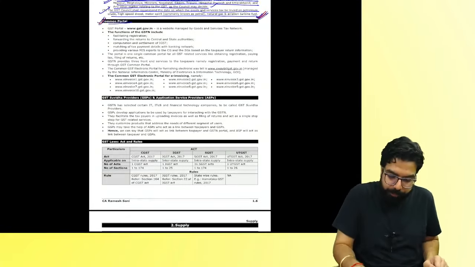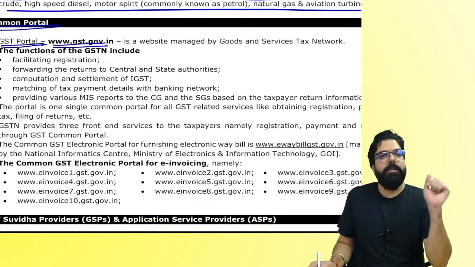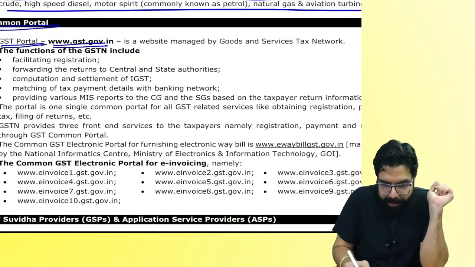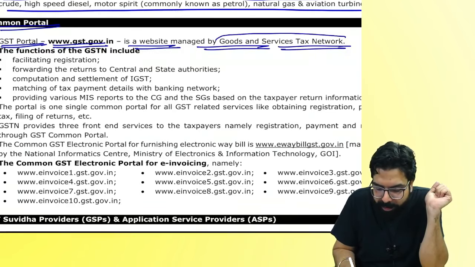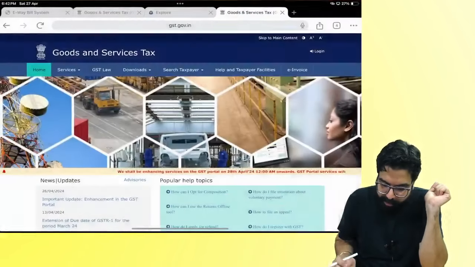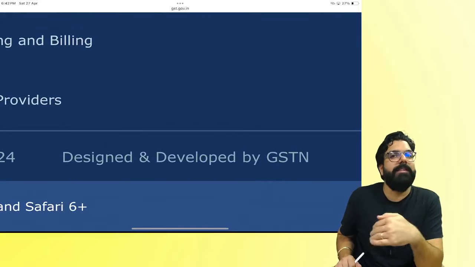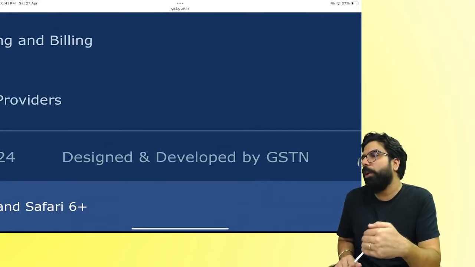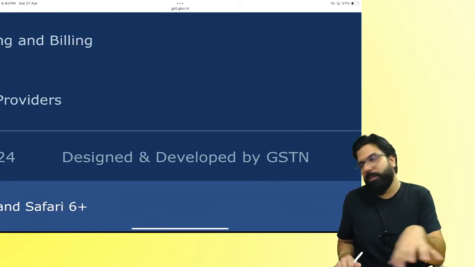gst.gov.in. So here it is, the GST portal, www.gst.gov.in. It is a website which is managed by one company known as GSTN. If you see over here on gst.gov.in, you will be able to see it is being designed and developed by GSTN. GSTN is a company which has gone ahead and developed it. Are we clear, everyone? Basically, GSTN takes care of this infrastructure.